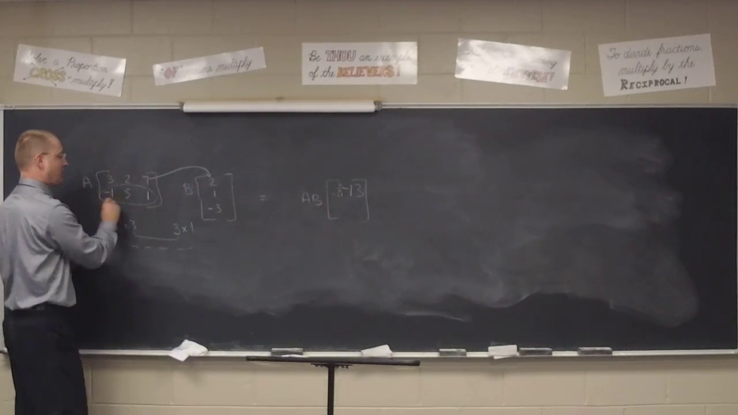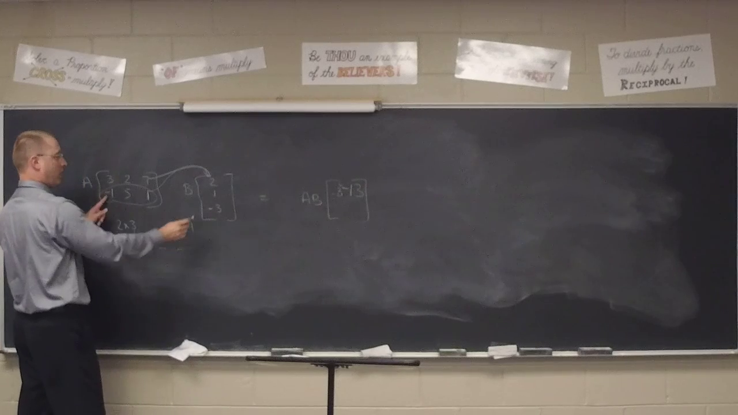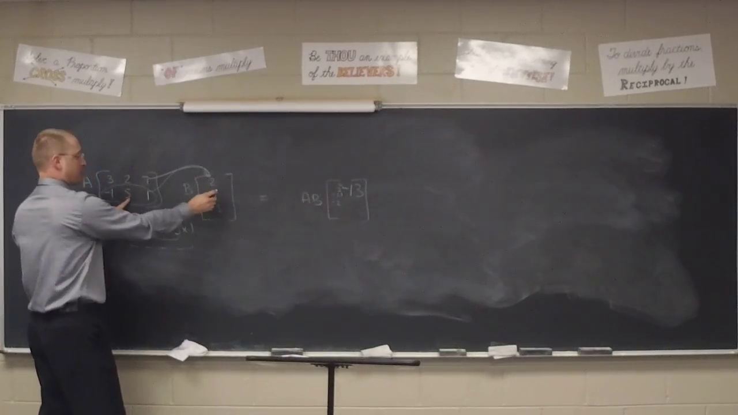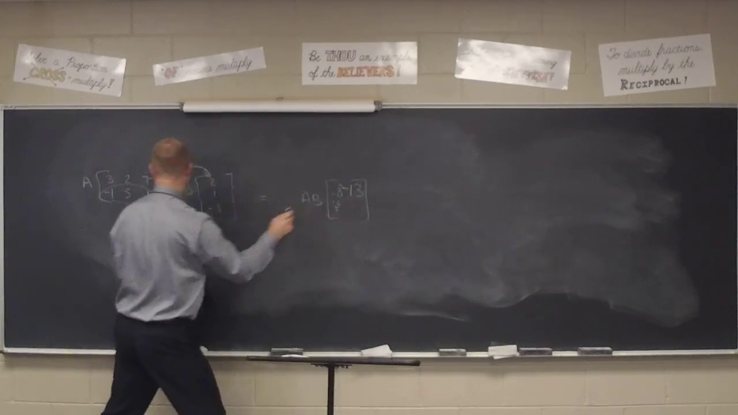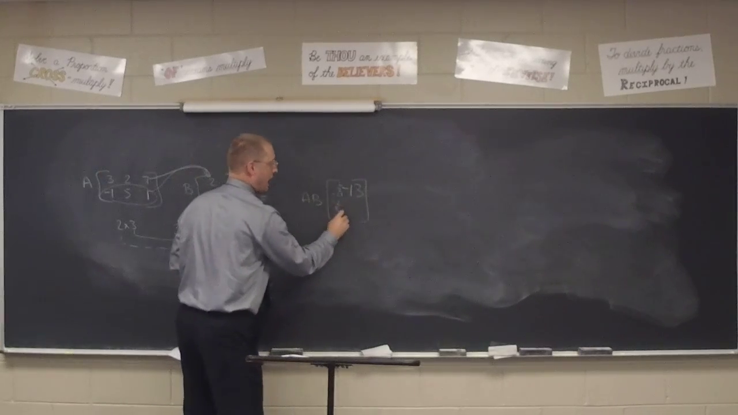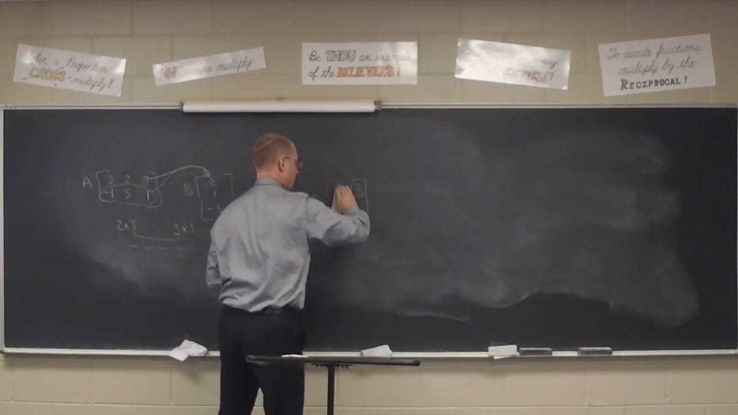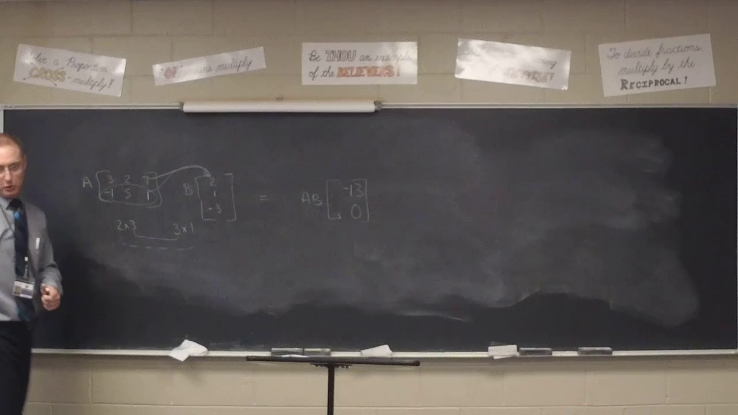Then we're going to take the second row and drop it down now. Negative 1 times 2. I kind of write that in small. 5 times 1. And 1 times negative 3. And then I add those together to get 0. And there's the answer to my matrix multiplication.